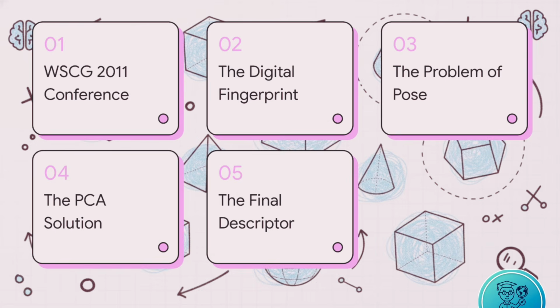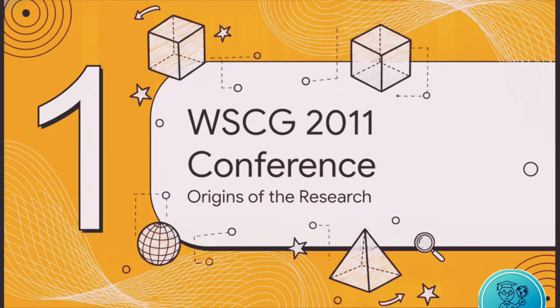Here is our roadmap for today. First, we'll look at the WSCG 2011 conference. Second, finding the digital fingerprint. Third, the problem of pose. Fourth, the PCA solution. And finally, creating the final descriptor. All right, let's kick things off with Section 1, the WSCG 2011 conference, and the origins of this research.